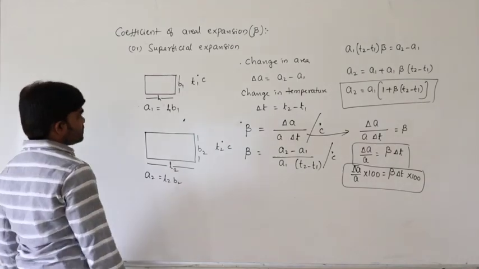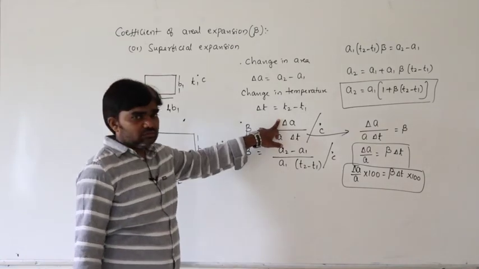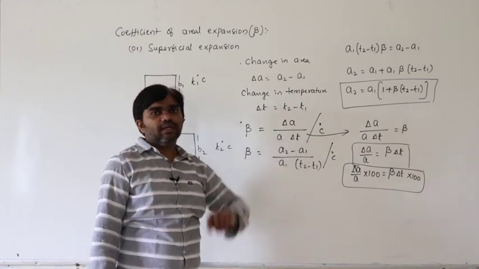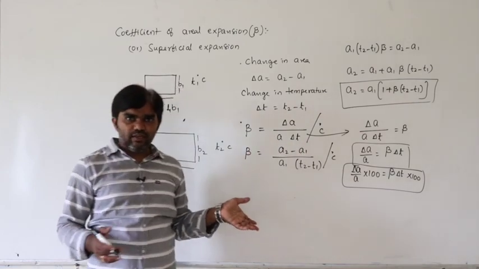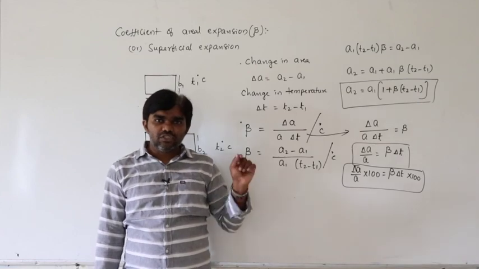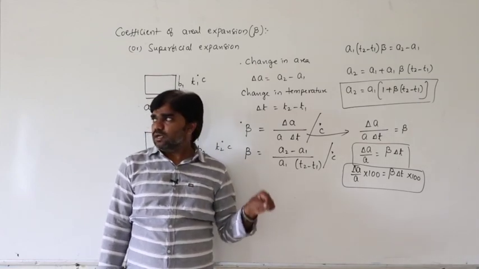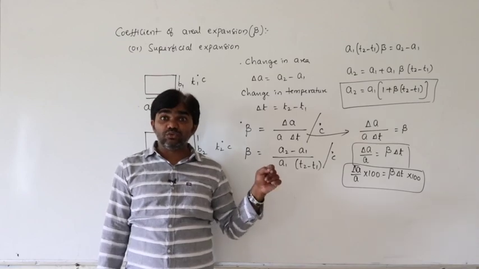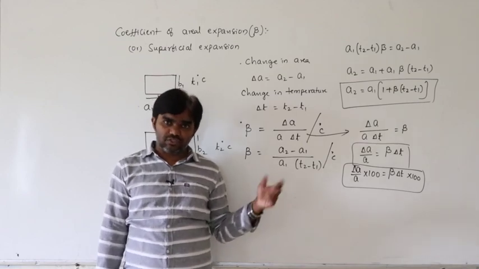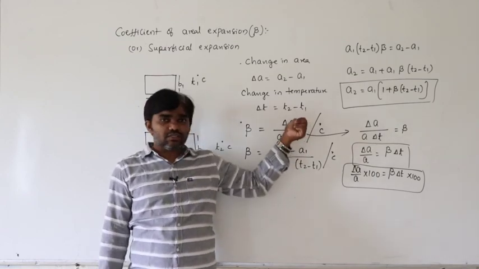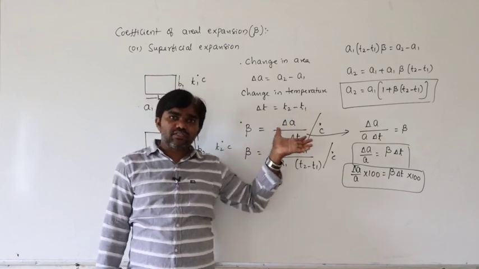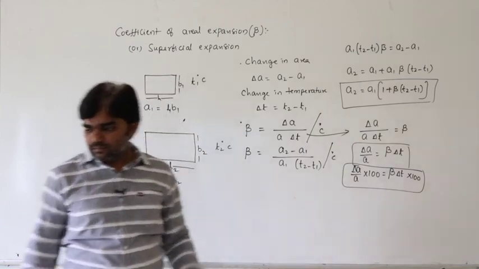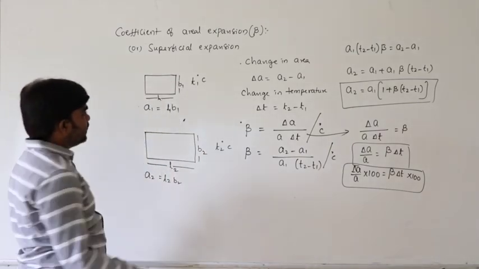How can you define this? Definition: the ratio of change in area to original area per unit rise in temperature. Just like coefficient of linear expansion, how do we define that? The ratio of change in length to original length per unit rise in temperature. In the same way here also it is change in area, in place of length it is replaced by area, that is all. So, this is the coefficient of areal expansion.